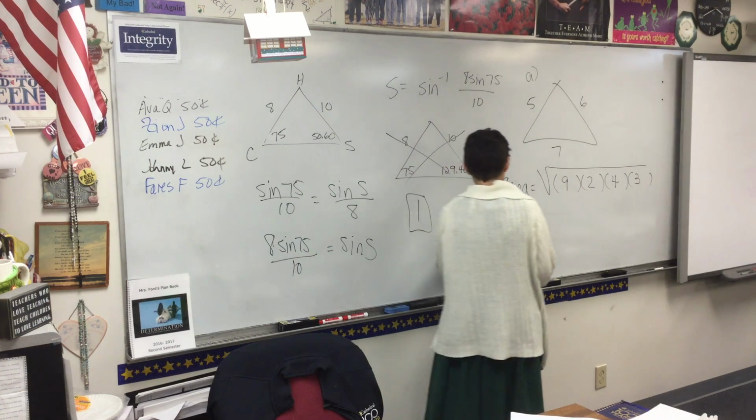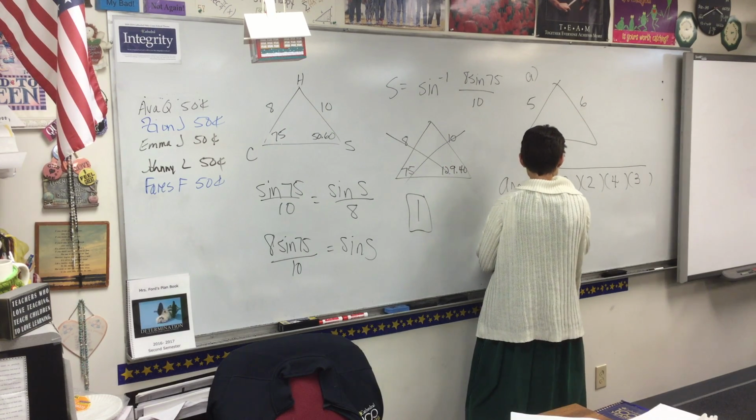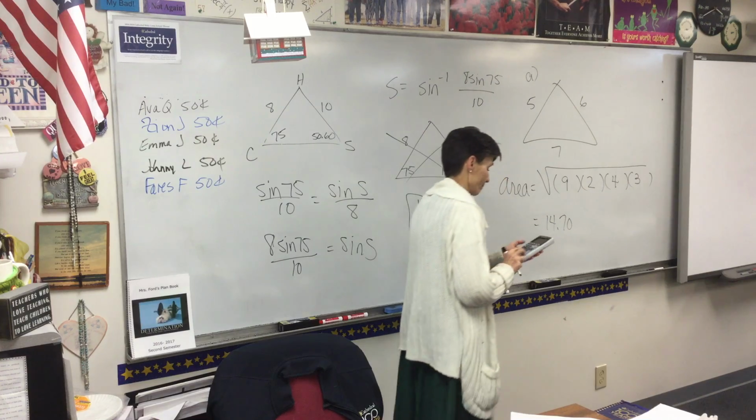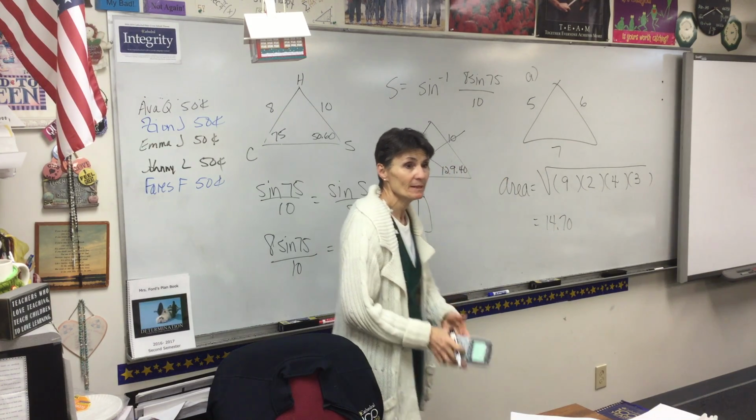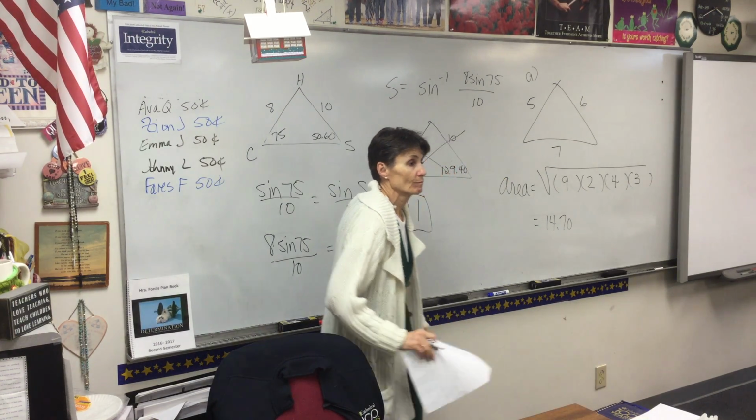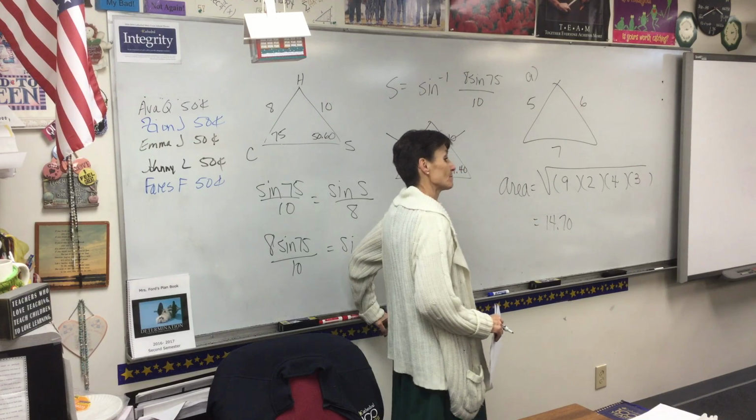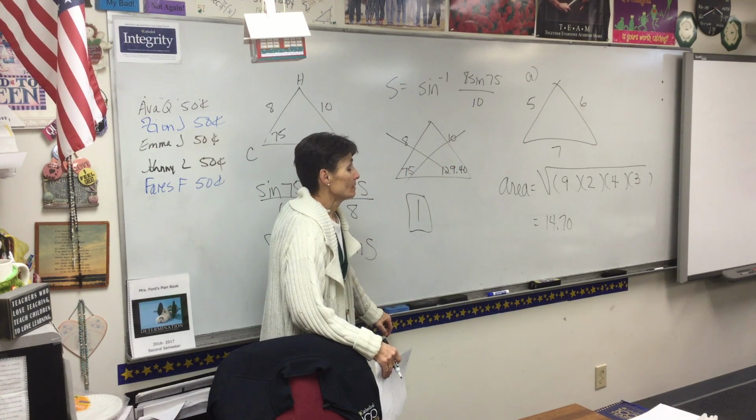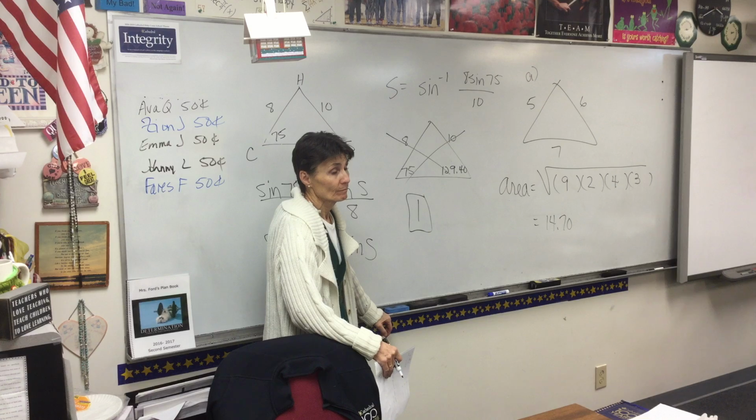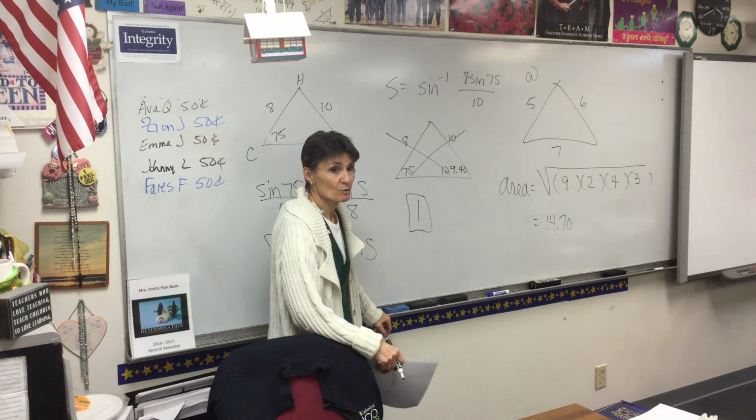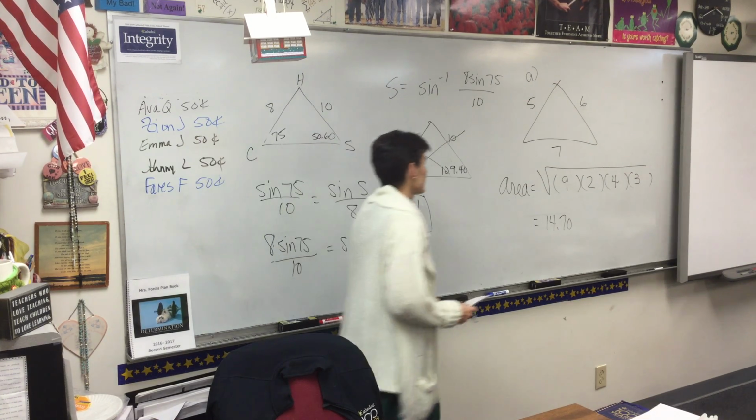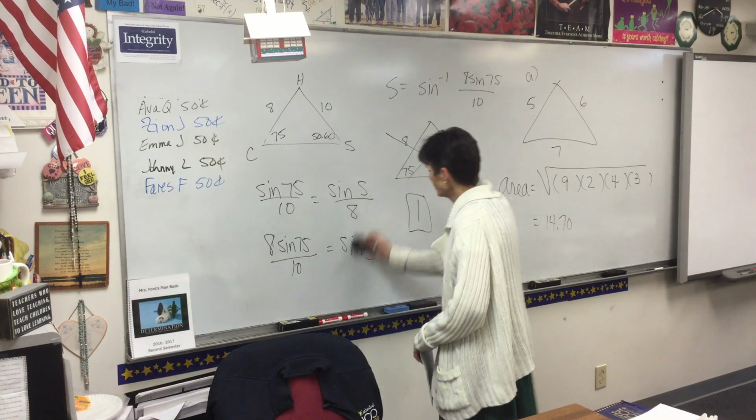14.69. I got 14.70. Is that all right with everybody? Yep. That would be the radical, that would be the exact form, that's fine. Okay, which other one is super snappy? C. C is the easiest problem on the whole test.